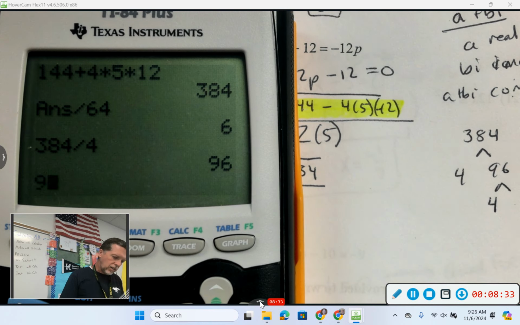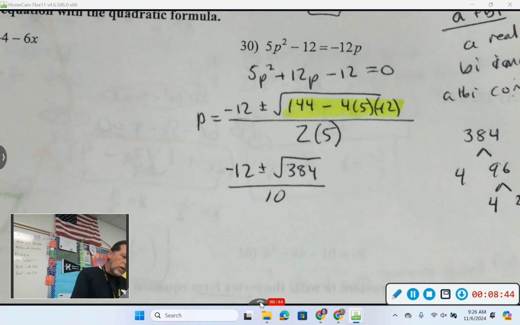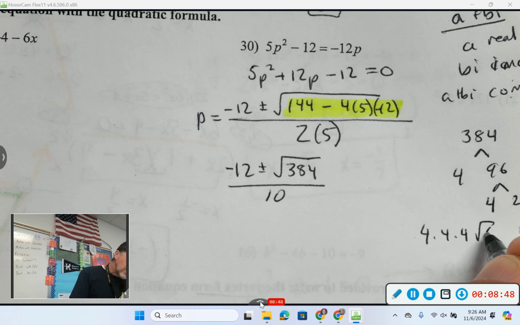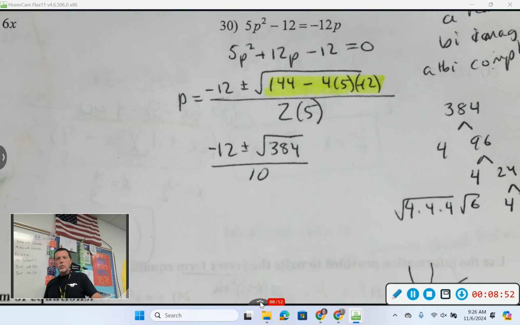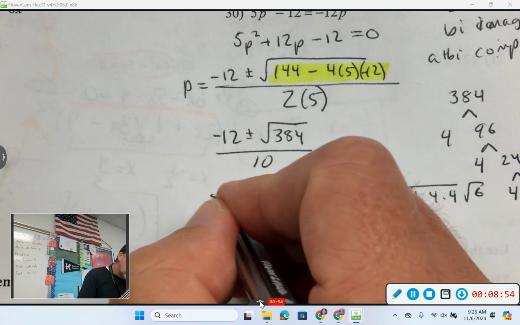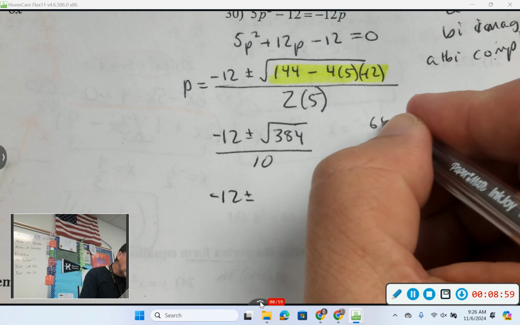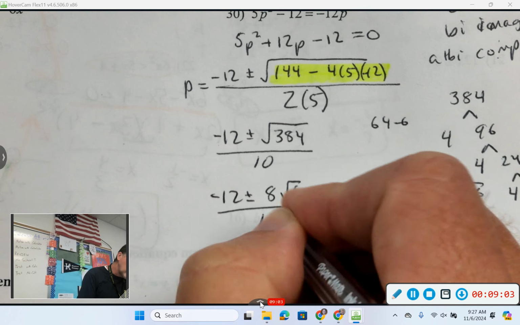4 into 96 is 24. And then another 4. So under the radical, you'd have 4 times 4 times 4 times 6. 2 times 2 times 2 is 8. Which is why finding 64 is a much better choice. 8 square root of 6 over 10.